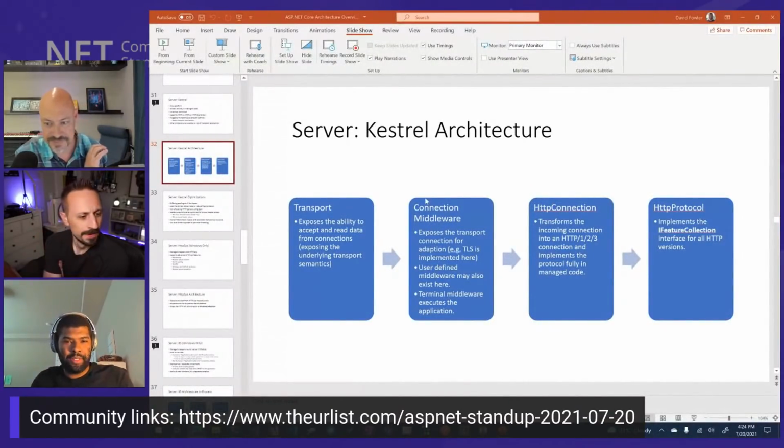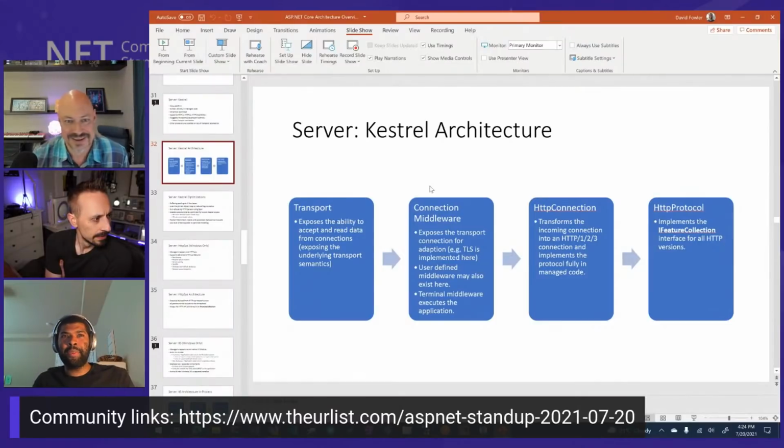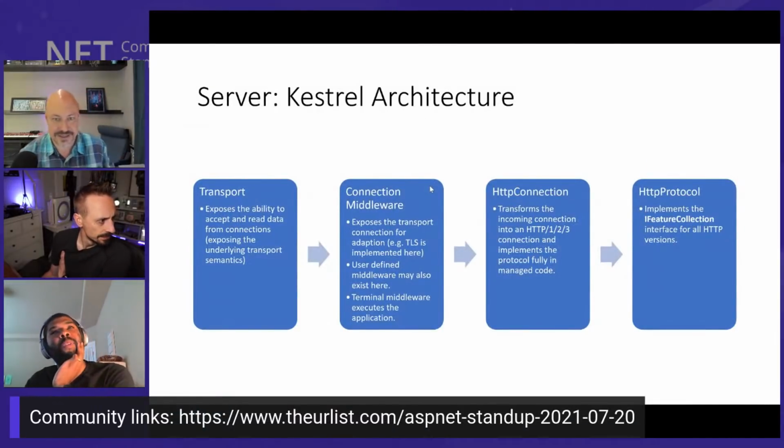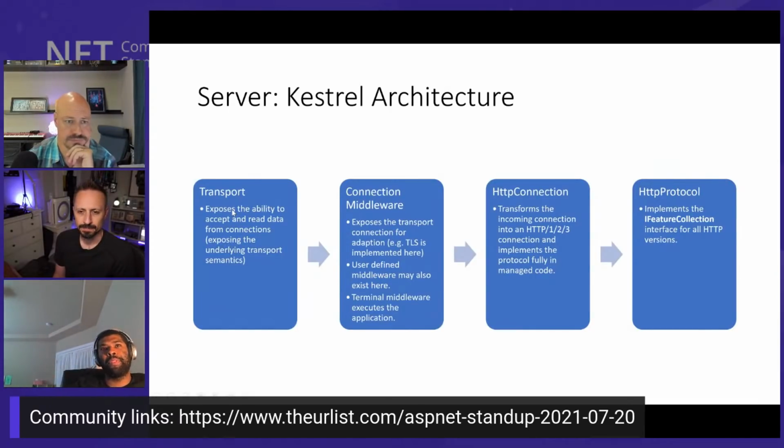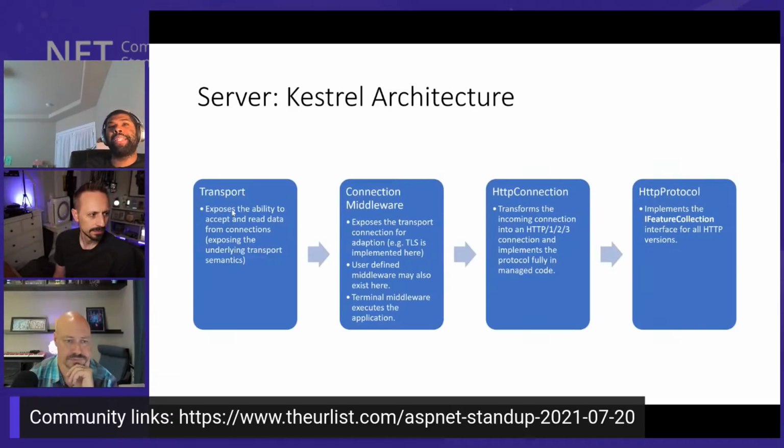Let me see. Should I show this? So I think I was here last time where I showed this is Kestrel's guts, as we call it. The transport layer, the connection layer, the HTTP connection layer, and the protocol layer. And I think last time we spoke about how we basically ended up with this model as a result of having 2 transports, libuv, when we first started ASP.NET Core, and then we added sockets. So we needed a way to plug in different transports. So this evolved from need.